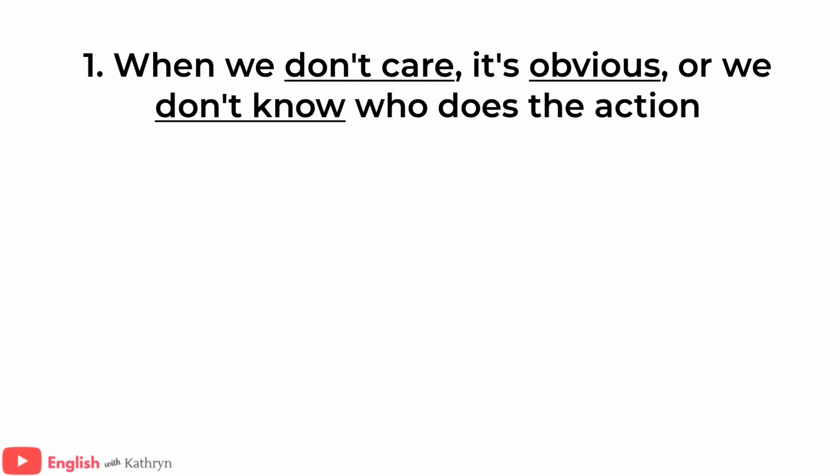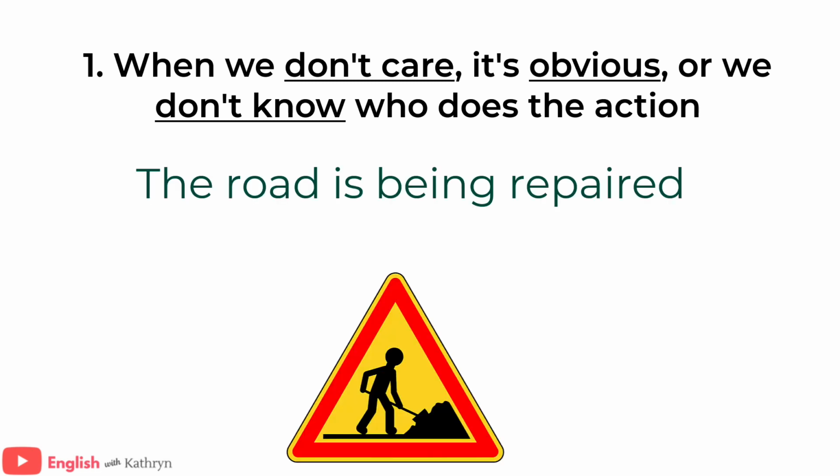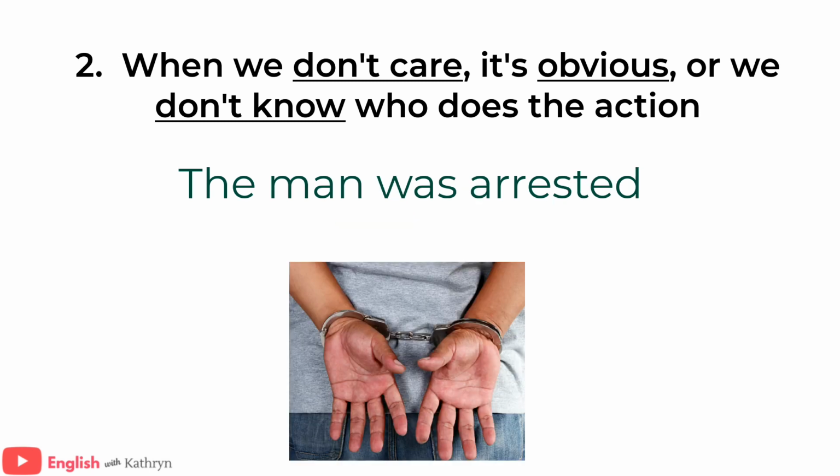Let's take some examples. The road is being repaired. The road is being repaired by people who work on the road. We don't really care who is repairing the roads. Not in this sentence anyway. So we don't even need to put them in the sentence. All we care about is that the road that is full of potholes is being repaired. That's the main thing.